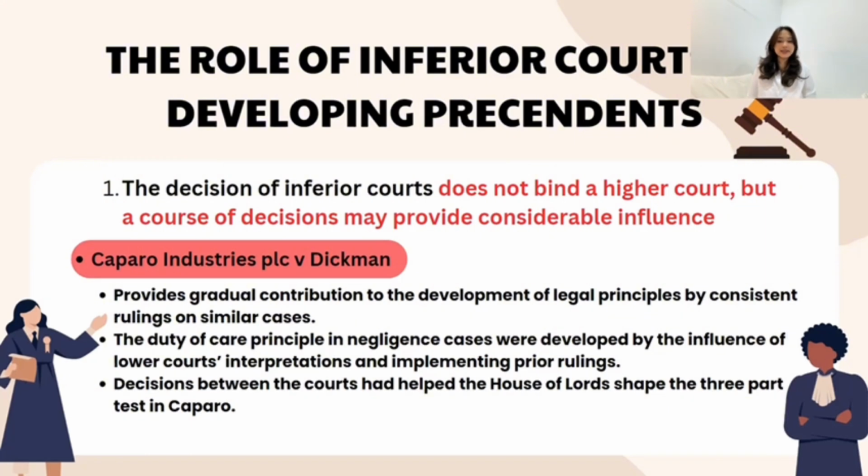So I've picked a case that can be set as an example. The case of Caparo Industries PLC v Dickman shows how the duty of care principle in negligence cases was developed by the influence of lower courts. The lower courts interpreted and implemented prior rulings, and their decisions helped the House of Lords shape the three-part test in Caparo. So in the end, the collective decisions of the lower courts helped the House of Lords shape the three-part test in Caparo.